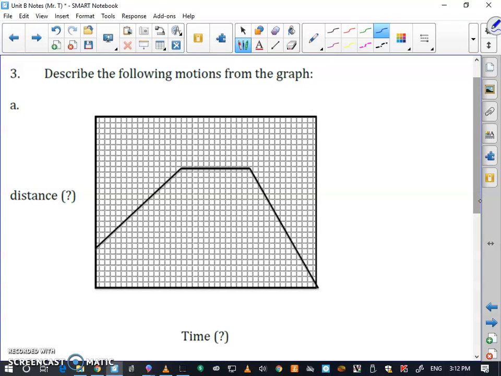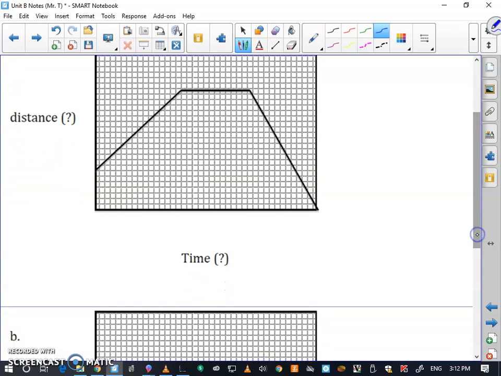So describe the following motions from the graph. So look at this graph here. Now, distance and time can be kind of generic. It doesn't matter whether it's meters and seconds or kilometers and hours. It's just the shape of the graph that's shown here. And so when I look at it, I kind of like to divide it into three parts when I notice the graph is very constant in one location here, and constant again in this location, and finally constant in this location as well. So when I look at this, I break it into three main parts.